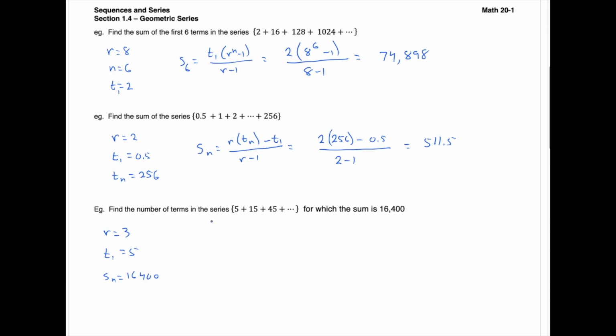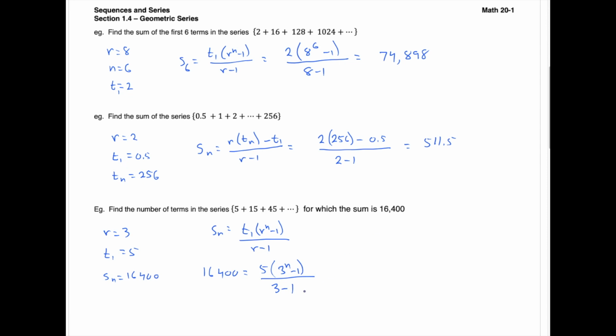as my Sn equal to t1, and then I have (r to the n minus 1) over top of r minus 1. Now I need to use this equation because this is the one that has n in. The other form of that sum equation has a tn, but I don't know the last term. It doesn't have that n in this equation. So I can put my values in for this. I'll get 16,400, and that'll be equal to 5, and then I'll have (3 to the n minus 1) all over top of 3 minus 1.